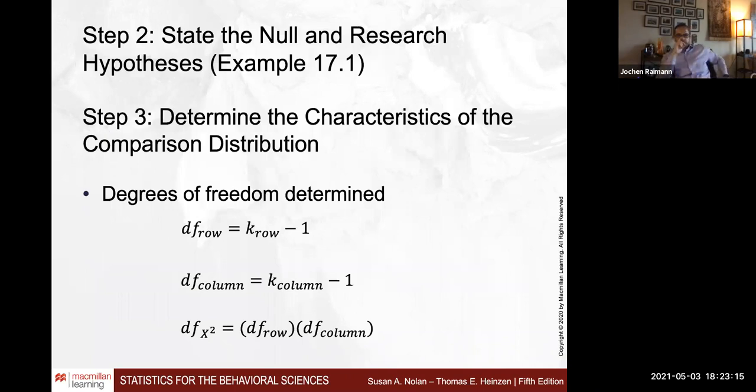Good. What are the characteristics and what degrees of freedom do you have? The degrees of freedom are determined by the rows, and the K here stands for the number of rows. You have 2 rows and 2 columns. You essentially have 2 minus 1, 2 minus 1. So degrees of freedom for a 2 by 2 table is 1: df row, which is 2 rows minus 1, is 1; 2 columns, 2 minus 1, is 1. You basically get 1 multiplied by 1 is 1. So degrees of freedom of chi-squared is 1.